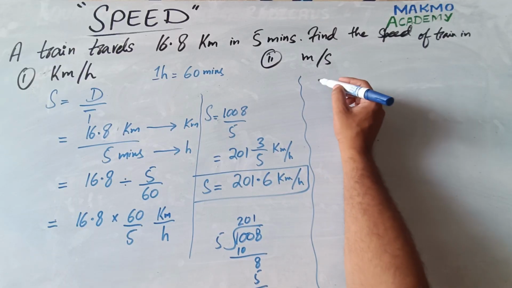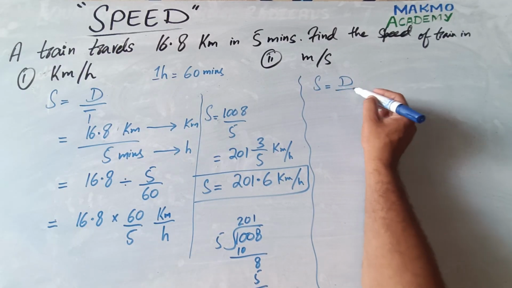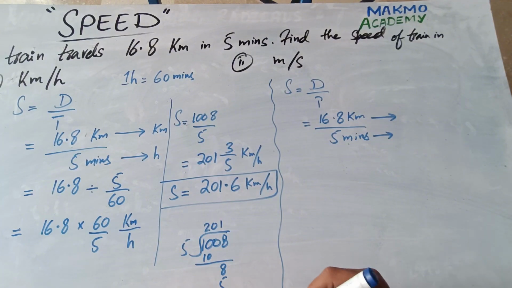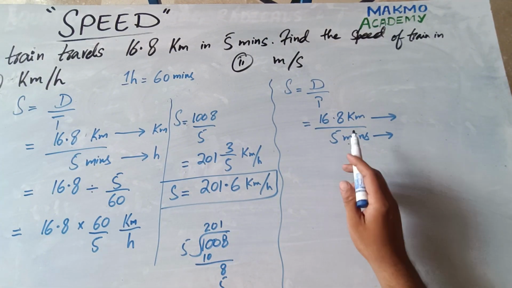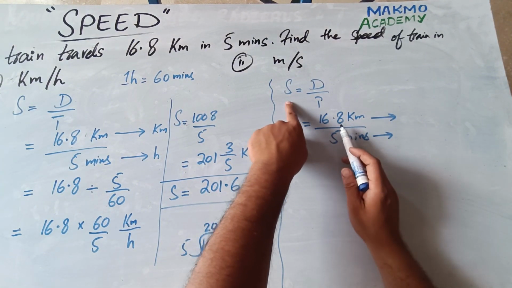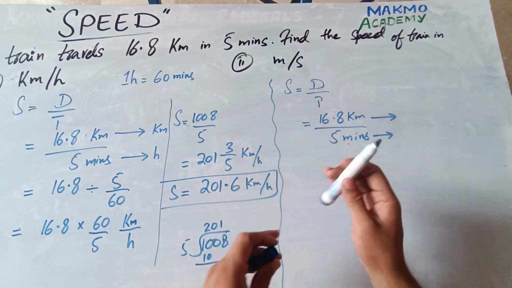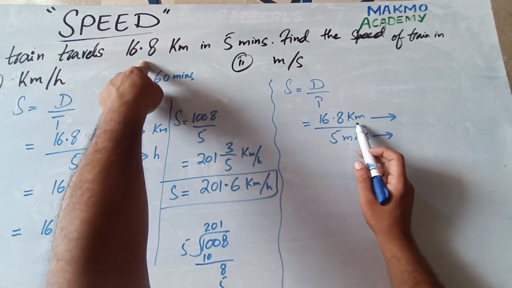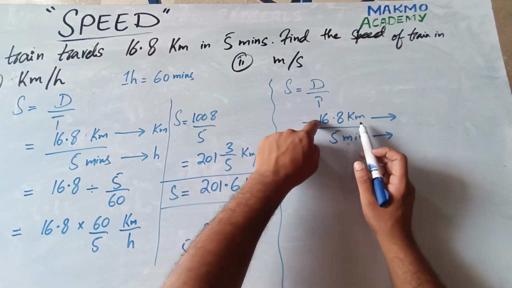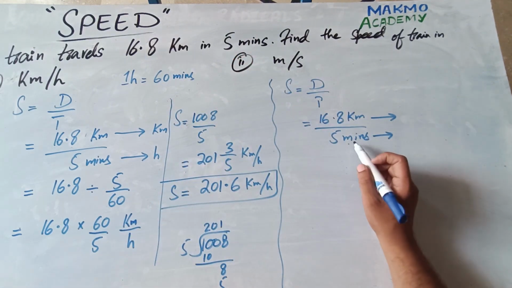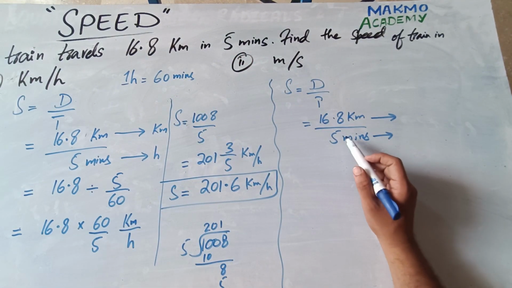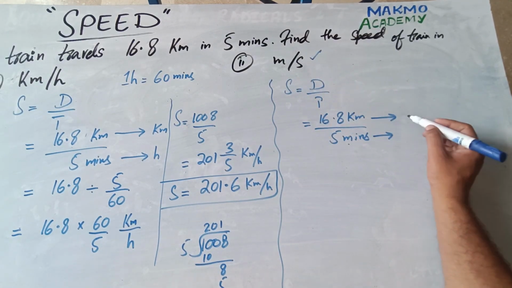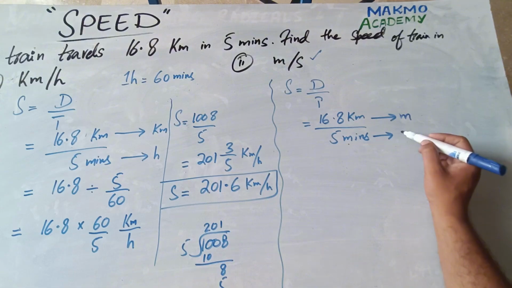Meter per second. So speed is equal to distance upon time. Now in the second part, this is the formula of speed is equal to distance upon time, and distance is given 16.8 kilometers, so we are writing in place of distance, and time is given 5 minutes, so we are writing 5 minutes. And now the requirement is we need to give answer of speed in meter per second.